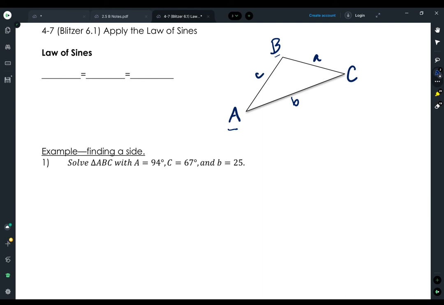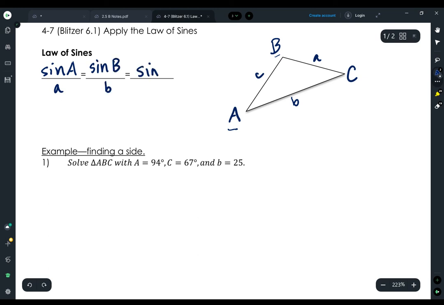So law of sines is if I take the sine of angle A and divide it by side A, it's the same thing as the sine of angle B over side B, or sine of angle C over side C. And we could even reverse that or flip it, I guess is what I'm saying. So A over sine A, B over sine B.